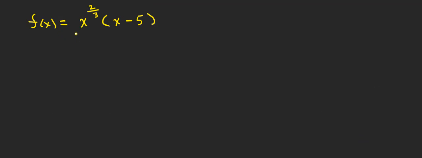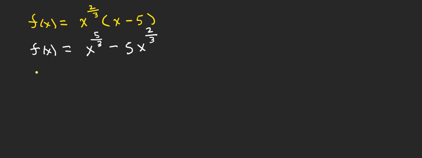Now let's take a look at this function. f of x equals x to the 2/3 times quantity x minus 5. Now, if you want to find the local min and local max, or to find out when f is increasing and decreasing, you got to find the derivative of f. Some of you might want to use product rule, but what I like to do is multiply this out. I'm going to get x to the 5/3 minus 5x to the 2/3.